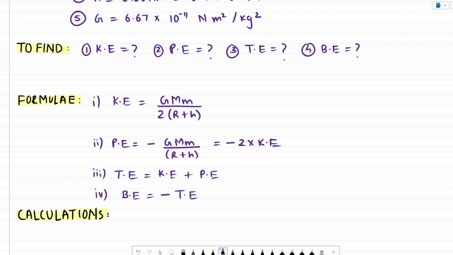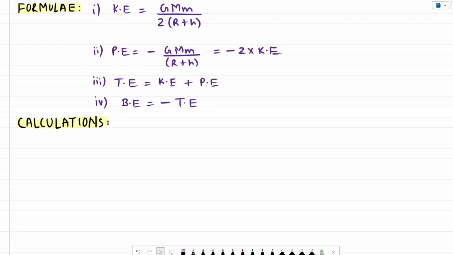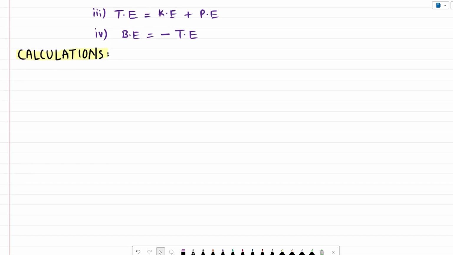So these are all the formulas, and हमें जो है इन formulas के सारे values given हैं already. So all we have to do is substitute the values and do the calculation. So हमारे calculations में सबसे पहले हम calculate करेंगे the kinetic energy for our satellite. So from formula 1, let's find our kinetic energy.